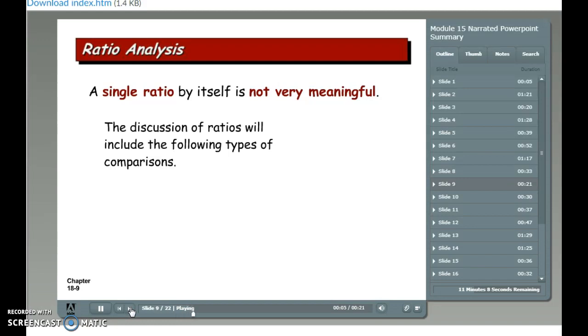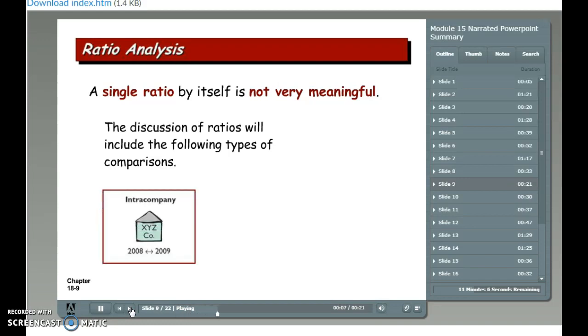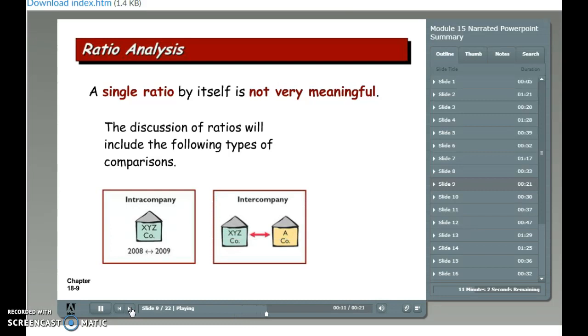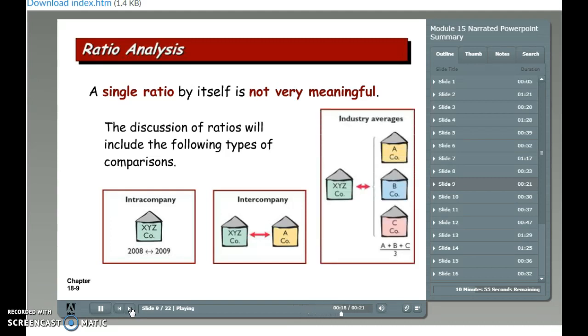Ratios can be used to measure a company over time in intra-company analysis. Competitors' ratios can be compared with intercompany analysis, or a company's ratios can be compared to industry averages.